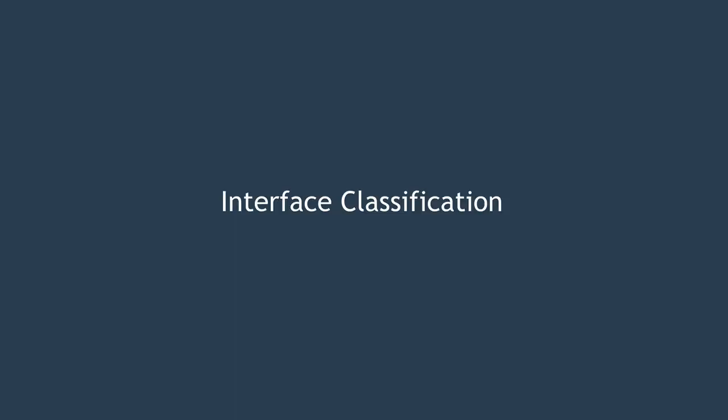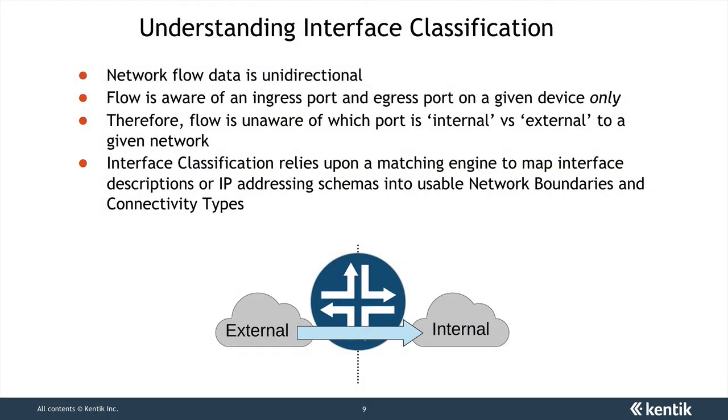With this understanding of what network boundaries do, let's examine how they are used by the interface classification component of Kentik to create even more dimensions by which you are able to enrich your flow data. As we have discussed before, the network flow data that is collected by your devices is unidirectional in nature. The flow data itself will contain only the ingress and egress port for the device on which it is sampled, so traffic flow data doesn't have any awareness of which port is internal or external within a given network.